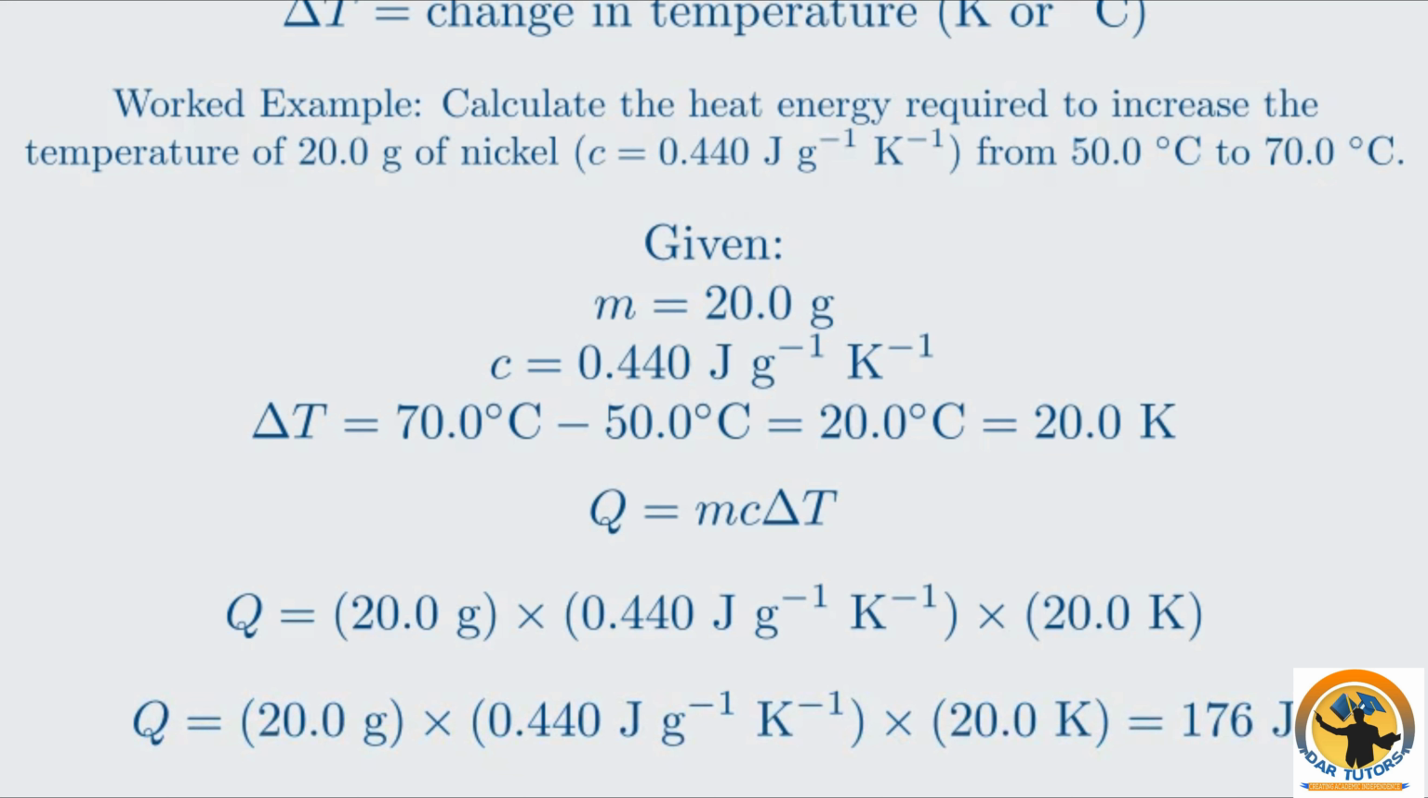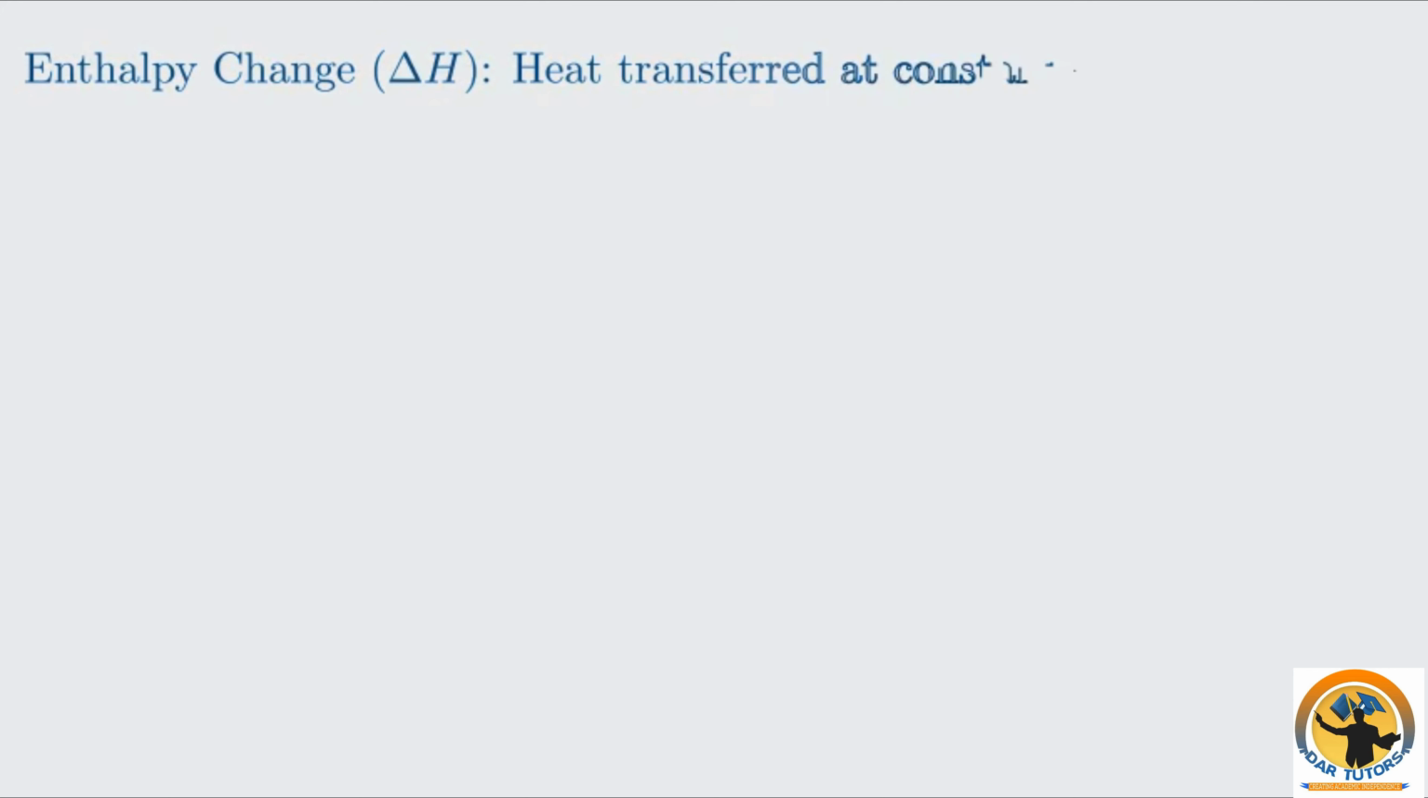degrees Celsius. Beyond just heat energy, chemists are deeply interested in enthalpy change, symbolized as delta H. The enthalpy change of a reaction, delta H, represents the heat transferred at constant pressure. This is a very common condition in the lab. It's important to differentiate this from the change in internal energy, delta U. At constant pressure, the system can expand or contract, doing or having work done on it. Therefore, some energy can be converted to work instead of heat.